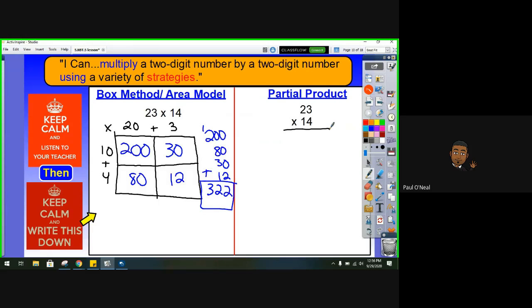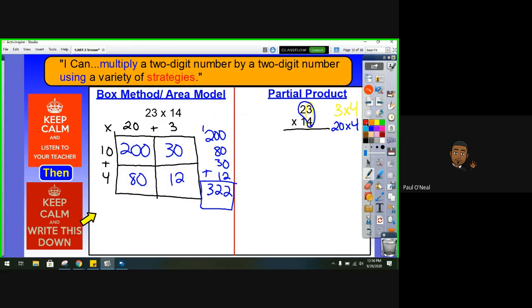So take a look, and at the very end, I want you to notice something, because both of these have a lot of common points. You get partial products actually from the area model. So take a look. We have 23 times 14. So first, follow me. I want to do 3 times 4. So I'm going to write that over here. 3 times 4. Then I want to do the 4 times 20. Okay? So I'm going to do 20 times 4.